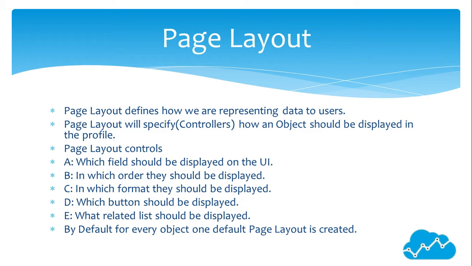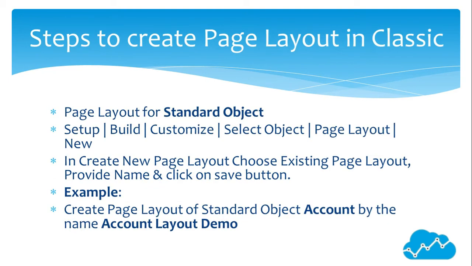Page layout controls which fields should be displayed on the UI, in which order they should be displayed, in which format they should be displayed, which buttons should be displayed, and what related lists should be displayed. By default, for every object, one default page layout is created.